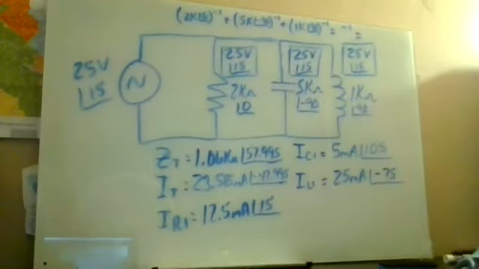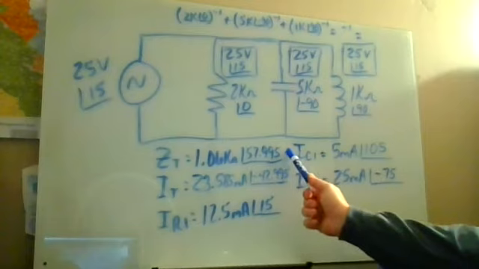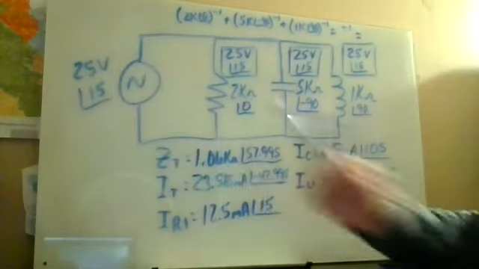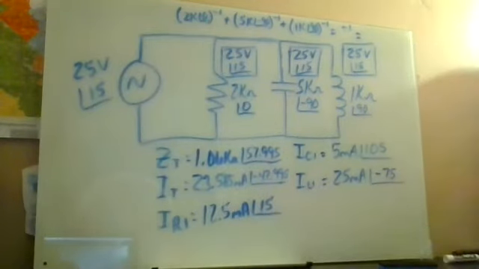I still am not getting I total correct at all. Did you get this for your Z total? Yes. 25 volts at an angle 15 divided by your Z total.